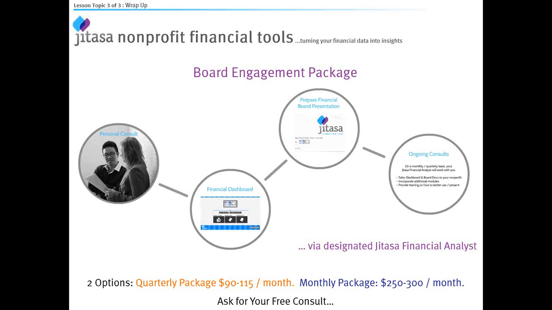We also have tools around financial planning, funding engagement, and donor engagement. But this board engagement package, which is built around a dashboard like you saw, has two affordable options. We have a quarterly package option where you can get 4 updates a year, or once a quarter. That would be $90 to $115 a month, where you get the consult, the dashboard, and the board presentation done for you on a quarterly basis. If you want it done on a monthly basis, that would be $250 or $300 a month because you're doing it once a month versus once a quarter.